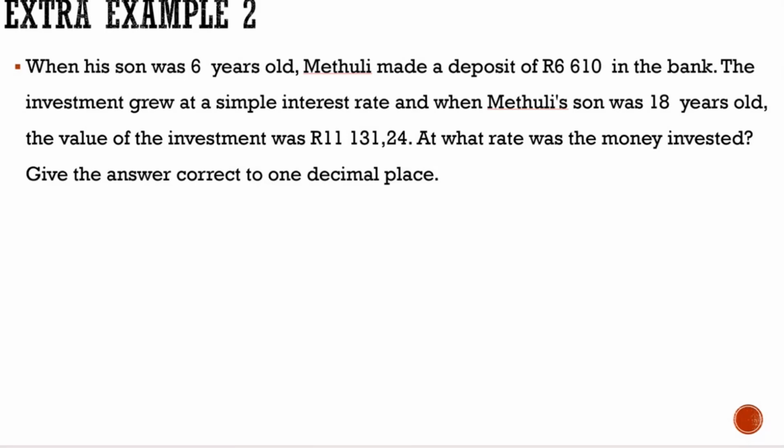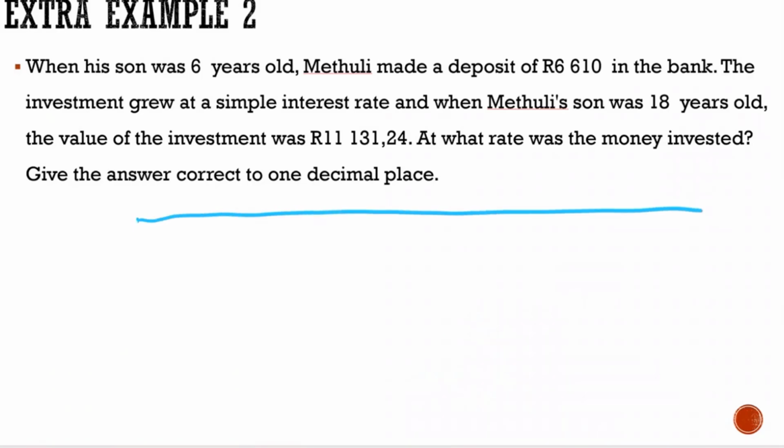Okay, let's say here you are given: when his son was 6 years old, Metuli made a deposit of 6,000 in the bank. The investment grew at a simple interest rate, and when Metuli's son was 18 years old, the value of the investment was 11,100. At what rate was the money invested? Give the answer correct to one decimal place. There's too much English taking place here. You can get lost. Okay, so hence the suggestion is go and draw the timeline.